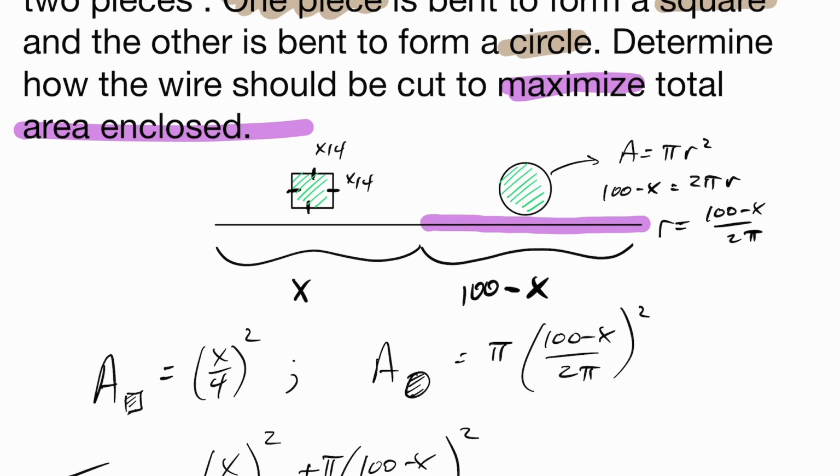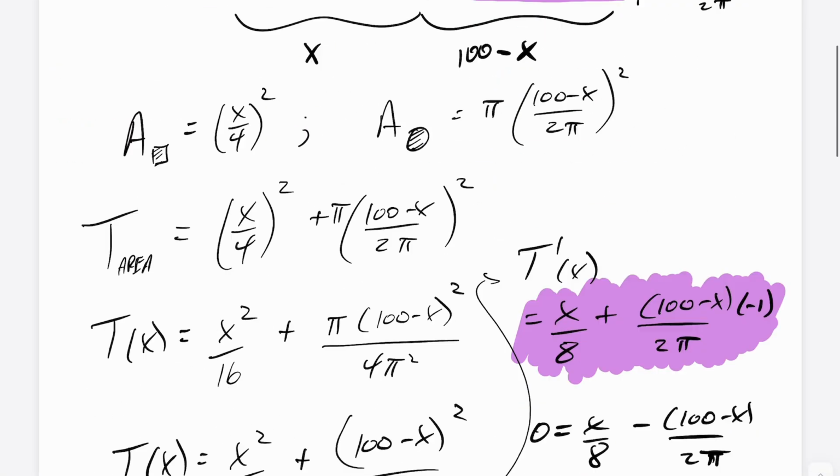So one option is that x is 0. If x is 0, that'll mean that this entire expression is just going to be one big circle. And the other side of the idea is x is 100, in which case this entire length is going to change into one big square. So those are the two endpoints of this word problem here.